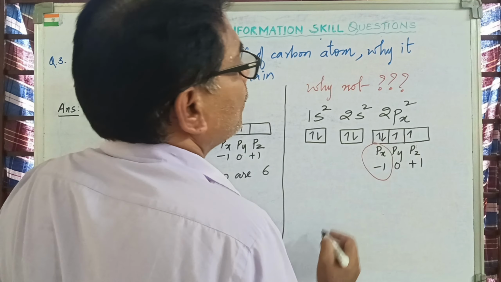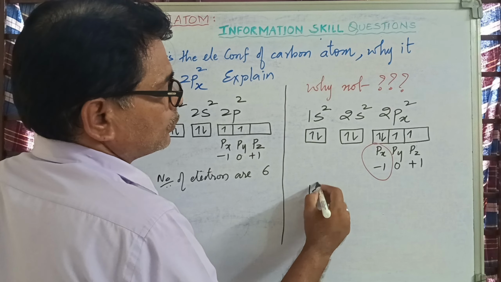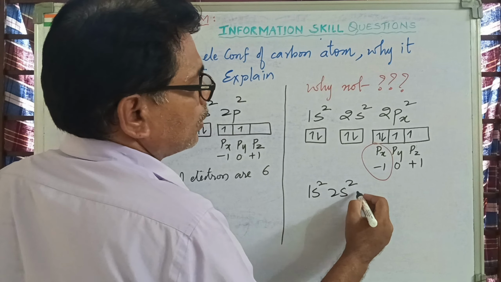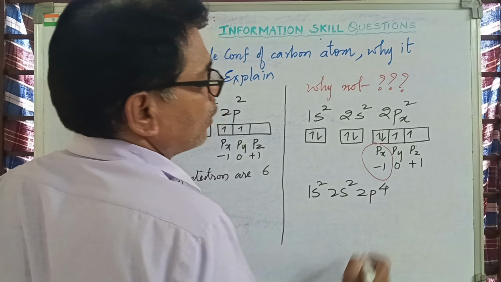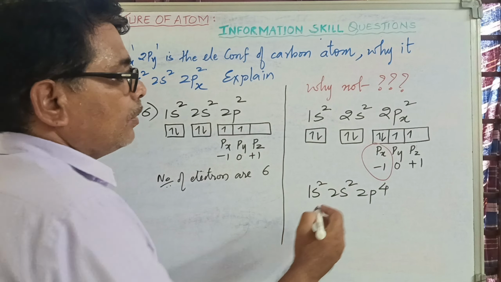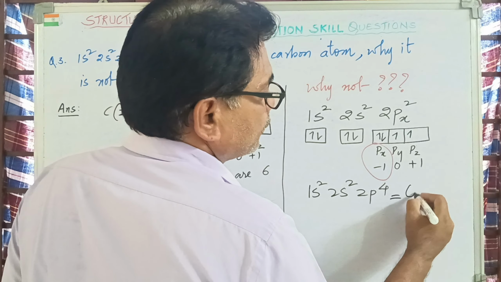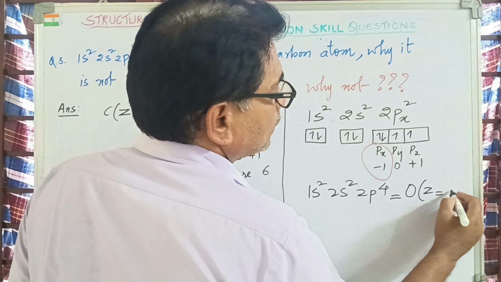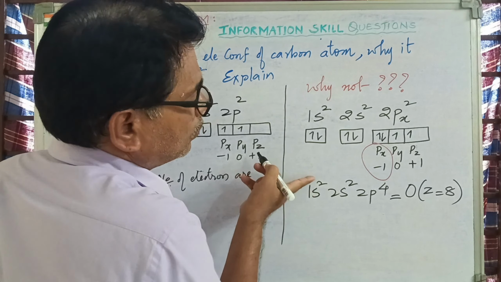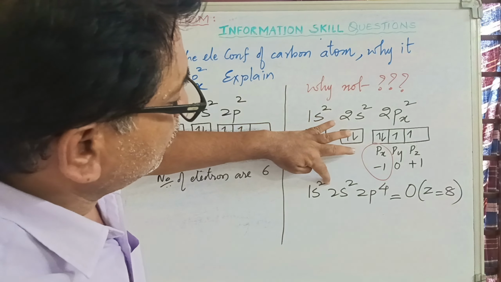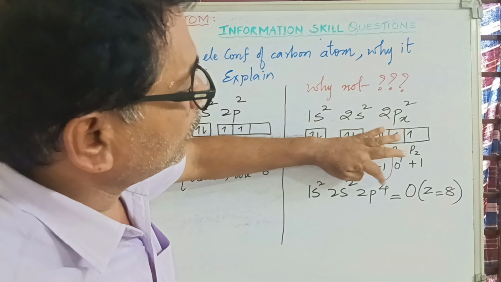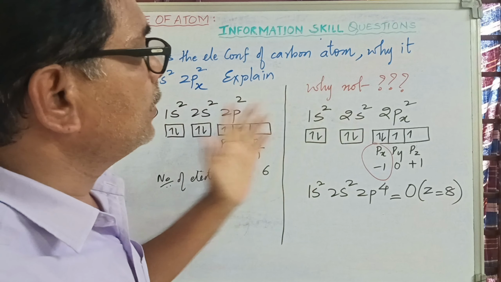So on the whole, what happened? It has become 1s2, 2s2 and 2p4. And this is the electronic configuration for oxygen, whose atomic number is 8. You can check it out here: 2 plus 2, 4, plus 4, 8. So how can these two be similar?